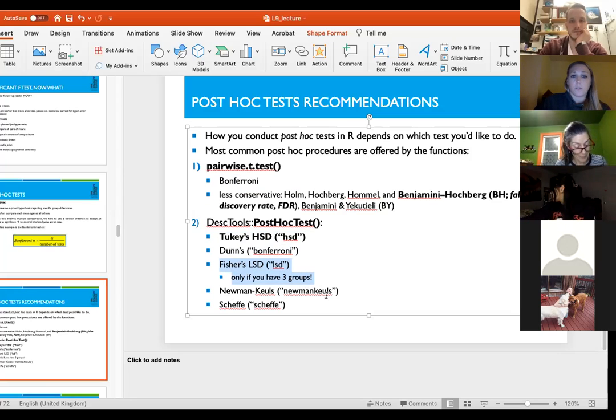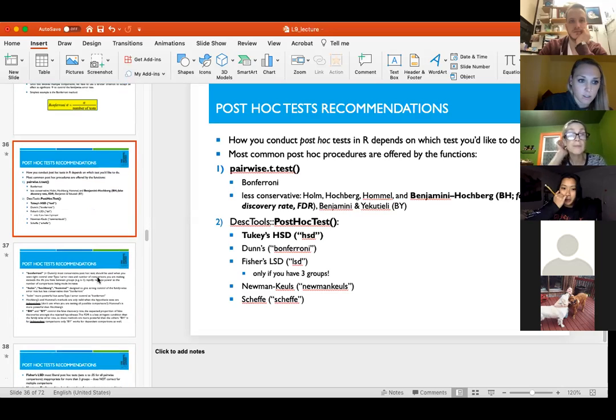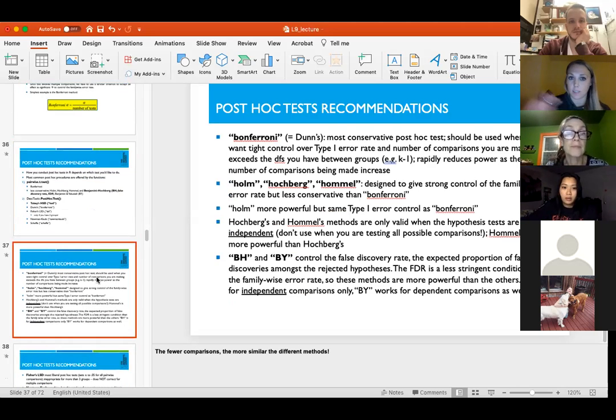Then you have Newman-Keuls and Scheffé. I have a chart down here, or a sort of blurb about each of these, because it's honestly hard for me to keep all these different tests straight, and I've been doing this for years. I usually just end up looking at the help files to see if I need a different test. But most of the time I'm using FDR, so false discovery rate, or Tukey's HSD for most cases.